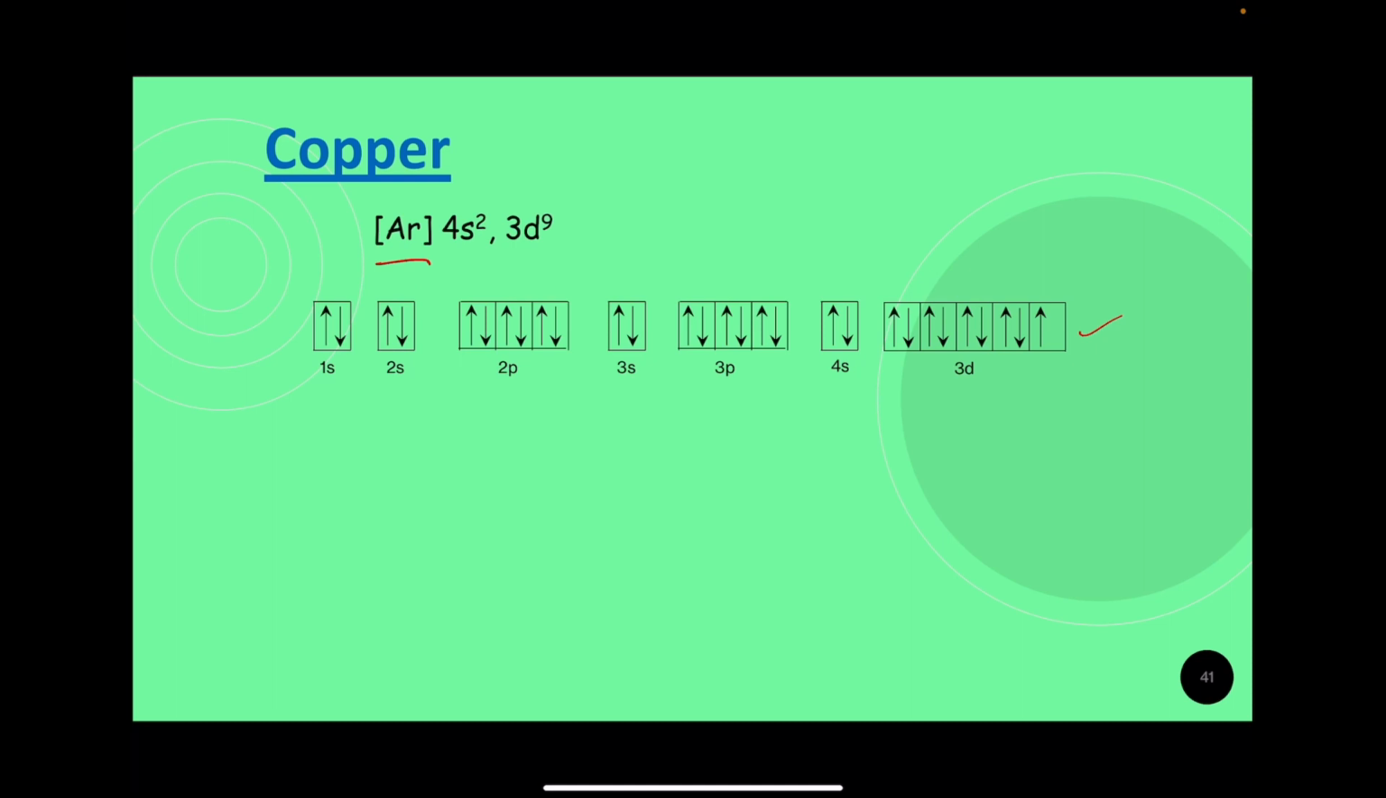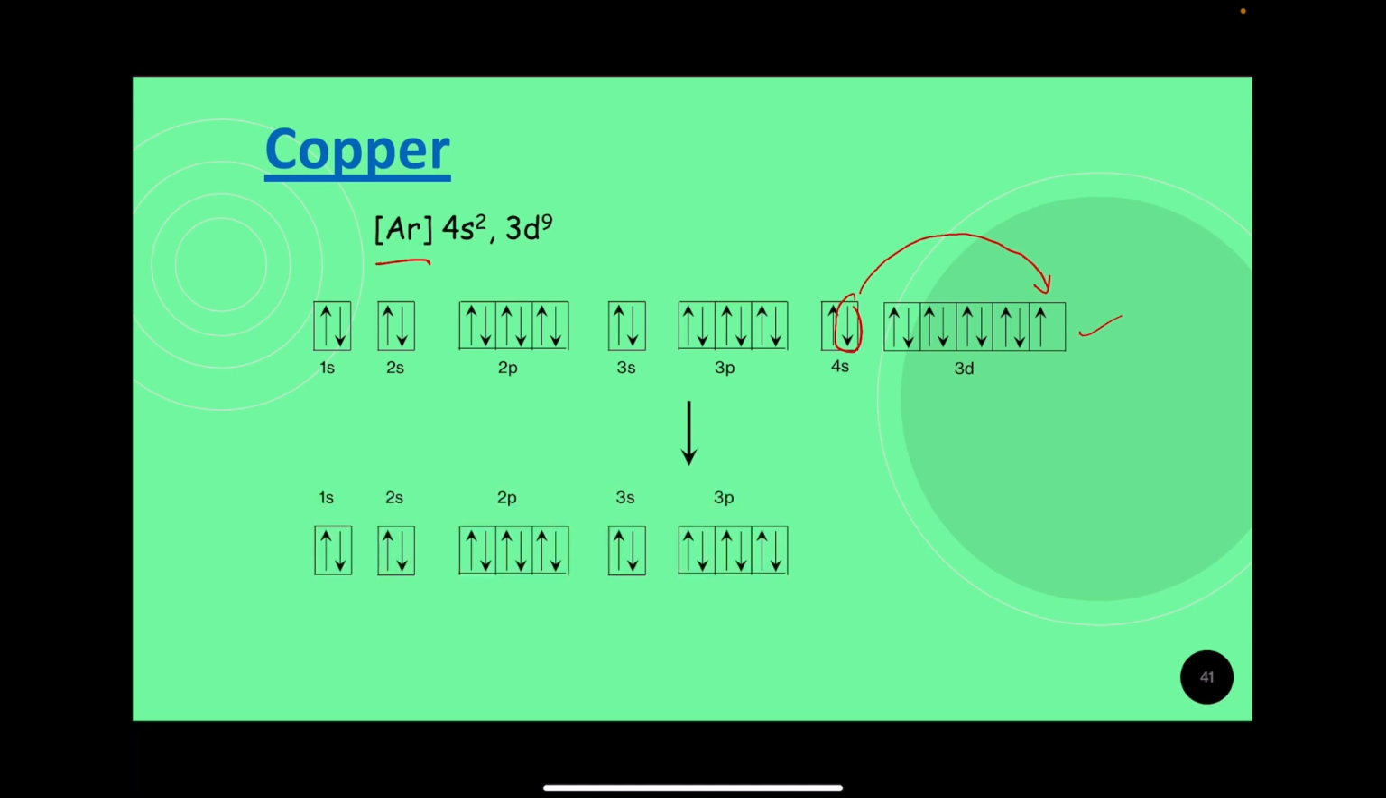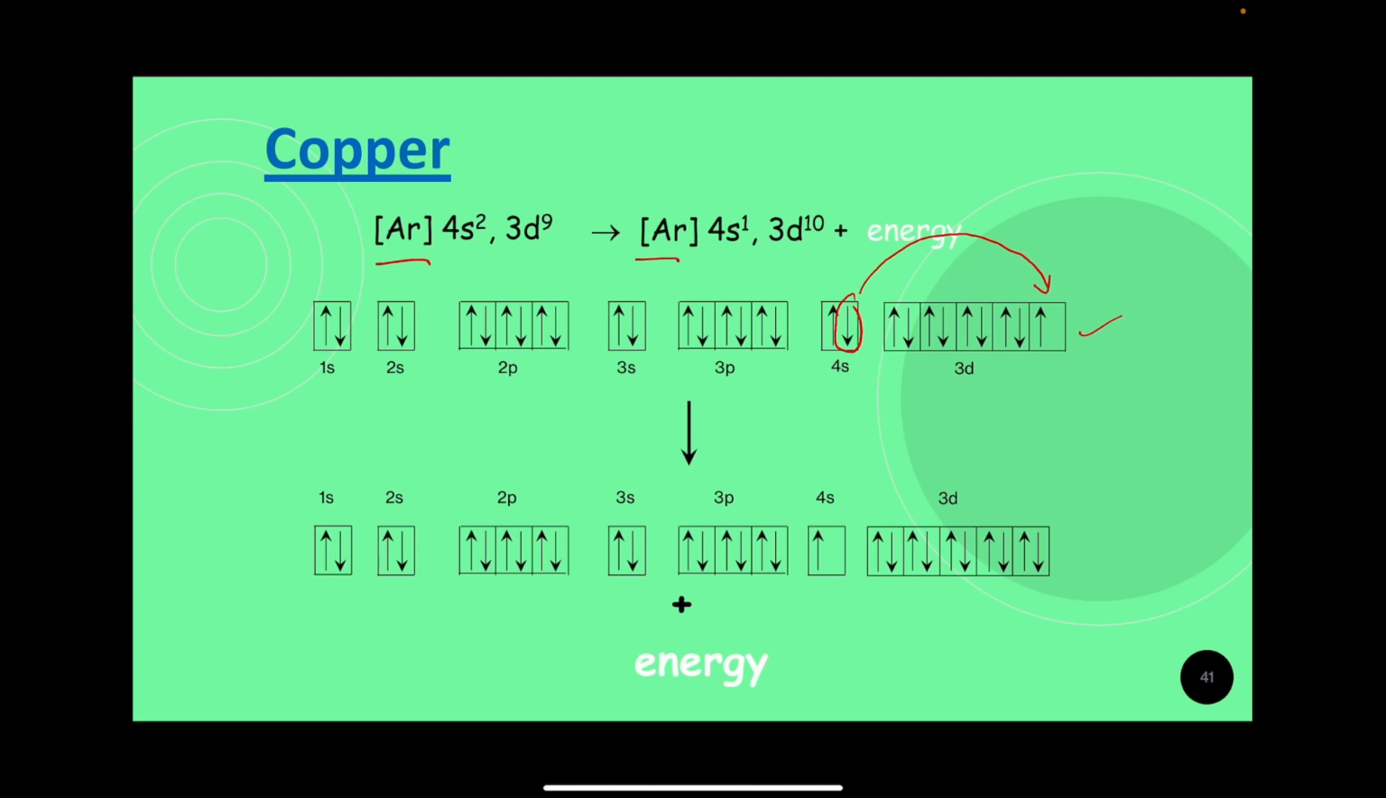However, due to the filling of the 3d orbital, one electron from 4s will rearrange itself and transfer into the 3d orbital. So then you will get another orbital diagram for copper like this, for 4s1 and 3d10. Then you can write the electron configuration for copper as argon 4s1 3d10. Compared to the normal one, 4s2 3d9, it changes to 4s1 3d10.